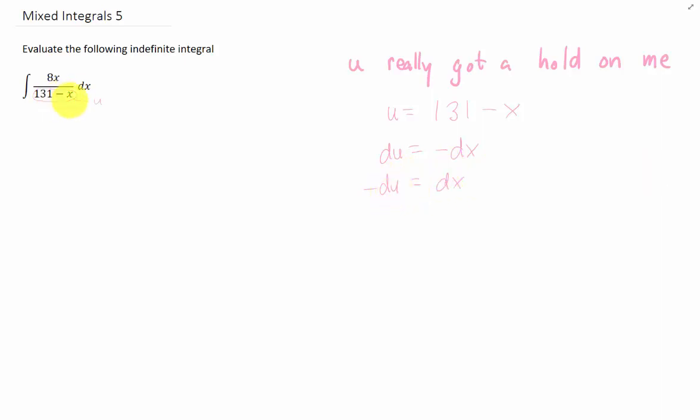That takes care of our denominator and our dx, but we have this extra x floating around up here. And what we can do to get rid of that x is we can solve our initial substitution for x. If we do that, we get x equals 131 minus u. And now we can start with this integral.